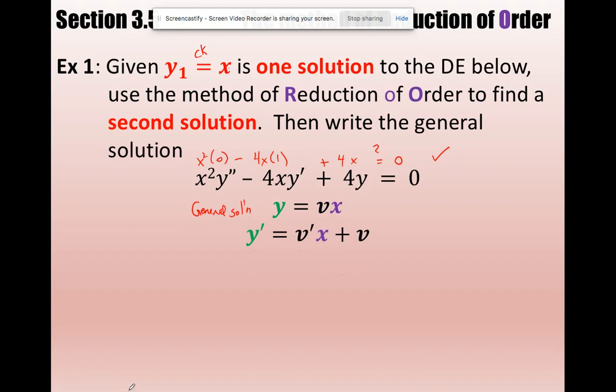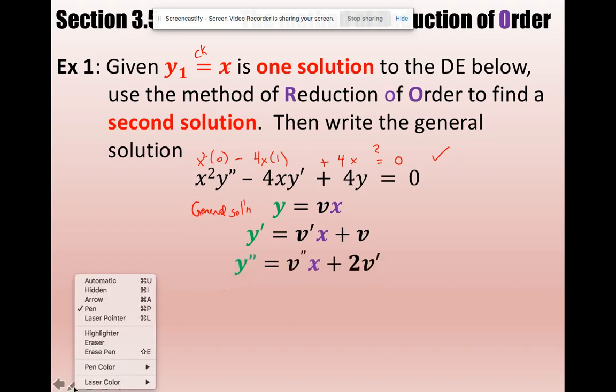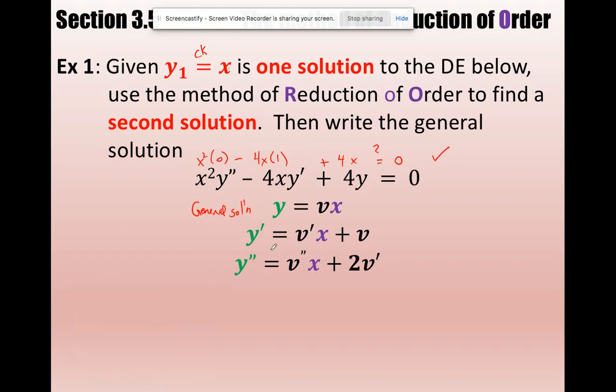I found the first derivative of v times x plus v times the derivative of x, which is just 1. Found the second derivative. Now remember, in here there are really two product rules. Well, I guess not really, because this was just a v. So I was doing v double prime times x plus v prime times the derivative of x, which is 1, plus the derivative of v prime, of v, which is just v prime, which is where I got the two v primes from.